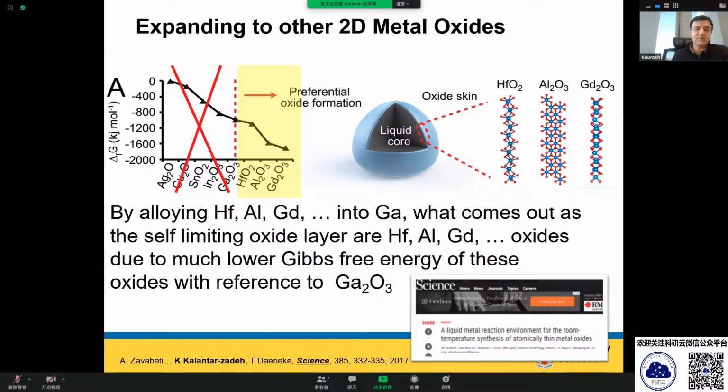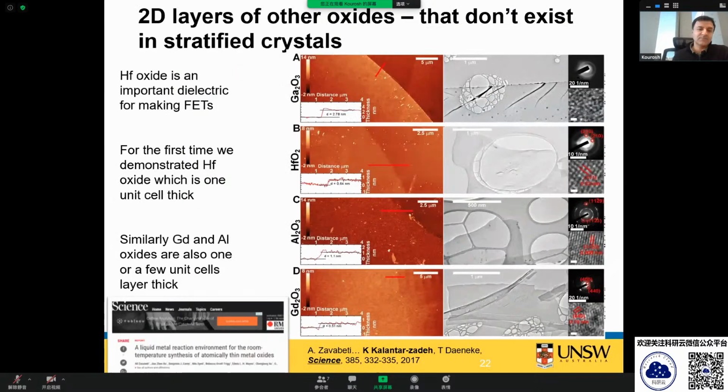So we asked one of my students, he went and tried all different metals like hafnium, gadolinium, aluminium. He realized that hafnium oxide, gadolinium oxide, aluminium oxide, they win the competition, they come to the surface. But on the other side, metals like copper, silver, tin, indium, they don't come to the surface to make the oxide. He came with the idea that the Gibbs free energy of formation of the oxide of these materials, if it's more than gallium oxide, they lose the competition. If it's less, they come to the surface.